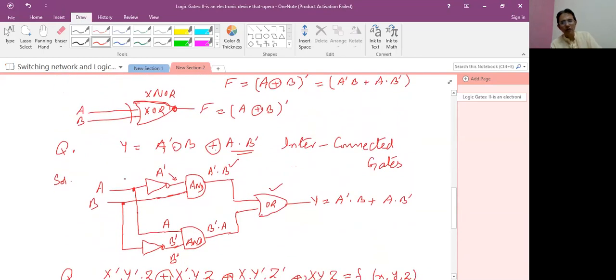For example, if you are given the function Y equals A complement dot B plus A dot B complement, these gates are interconnected. How can it be established? First we draw a NOT gate of A. Then we apply this bubble to a single input. But when we connect it according to dot, it means an AND gate. Then A dot A complement.